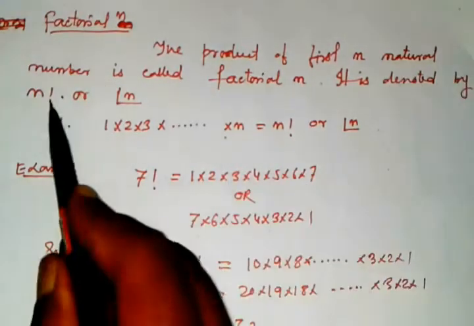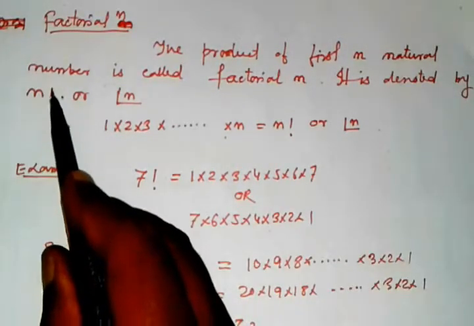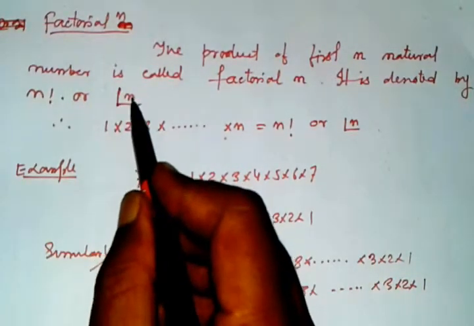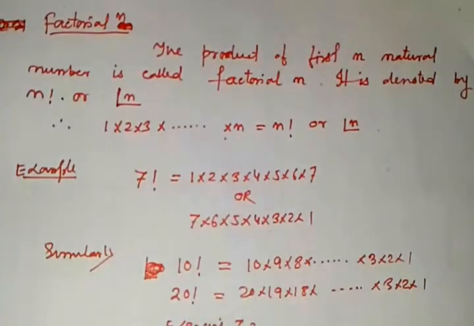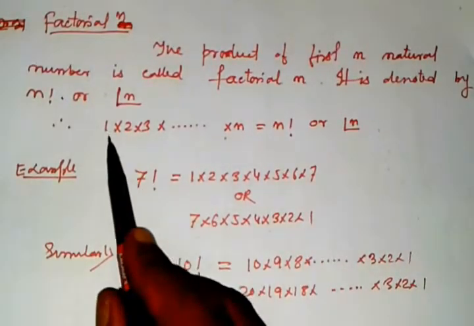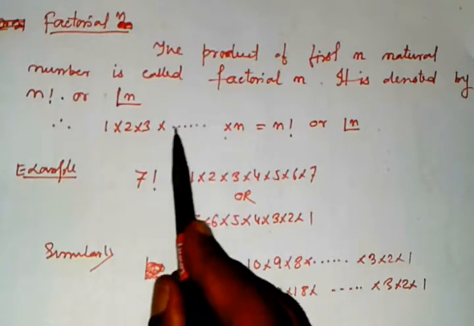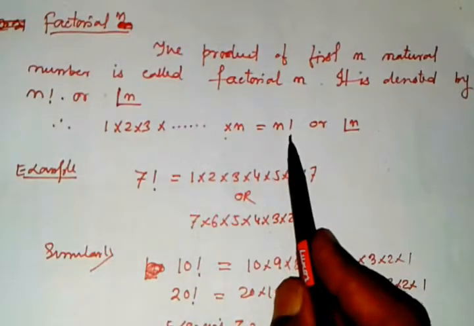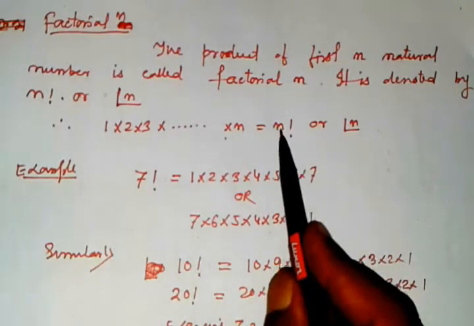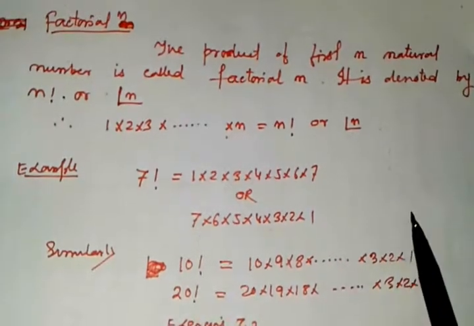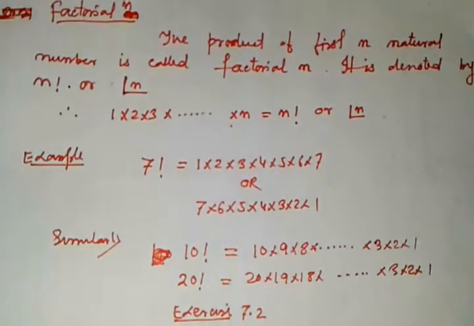is called factorial n. It is denoted by n factorial. This is the symbol, or we can symbolize it as factorial n. Therefore we can write 1 2 3 up to n is equal to n factorial. That is factorial notation. Here is one example I want to do.